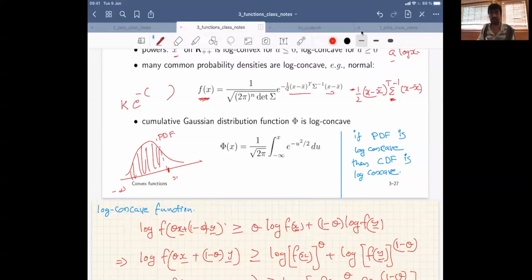Right? You consider this area. That is what this is doing. So this function is also log concave. So this is not only for a Gaussian function, it's applicable to all other PDFs. Okay, so you are integrating, and that will be log concave.